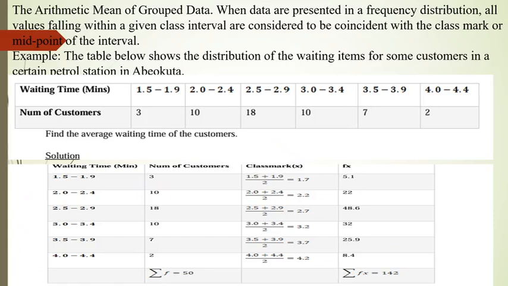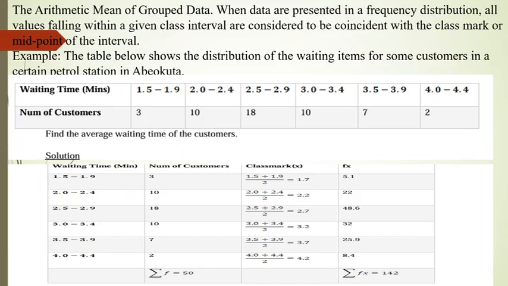Now, let's go to the arithmetic mean for grouped data. When data are presented in a frequency distribution, all values falling within a given class interval are considered to be coincident with the class mark or midpoint of the interval.